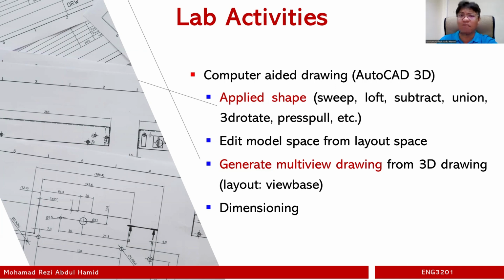There are a lot more commands available for applied 3D shapes if you want to make more complicated and complex 3D details. For example, we have press pull. Of course, we have subtract, union, loft, sweep, and so on and so forth. Obviously, I cannot do all in just one session. So for today, I'm going to introduce you to the concept of sweep. And maybe next week we're going to work on loft, rotate, revolve, for example, and other important features of AutoCAD as well.